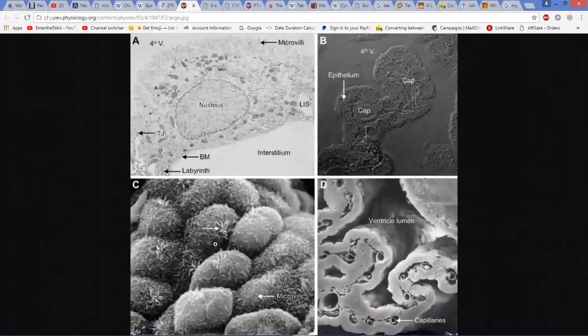Here's some more images of it. Here in this picture, they call it cilia. Actually, there's cilia and microvilli. There's both.